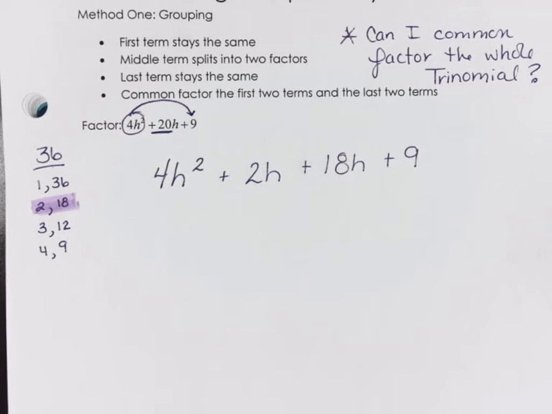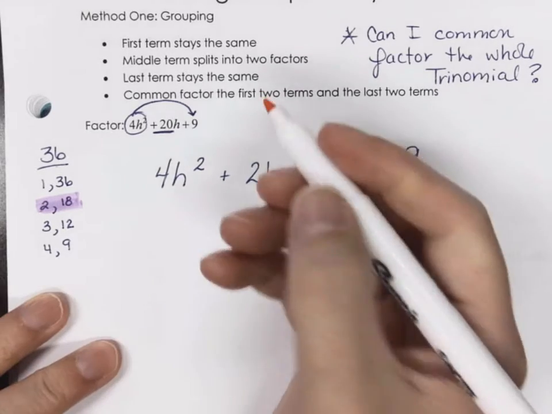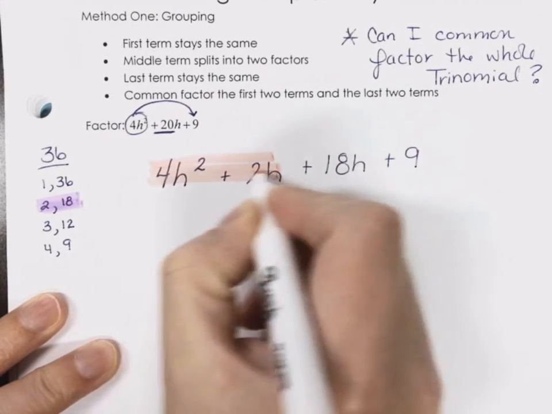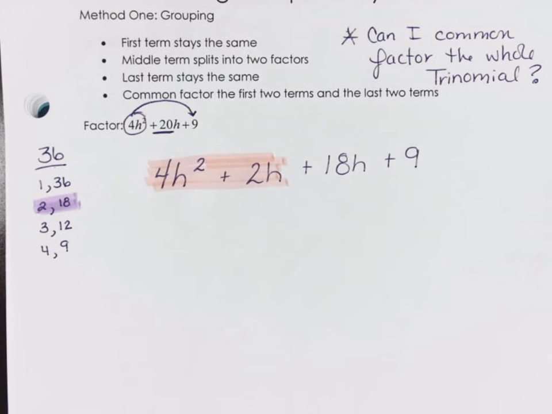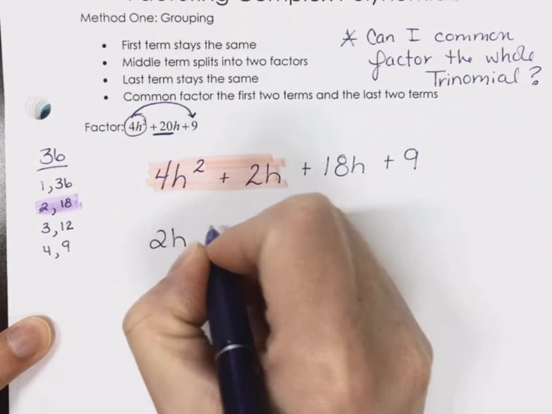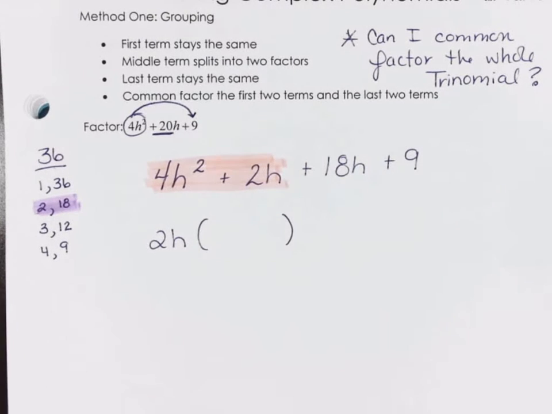All right, so I'm going to look at those first two terms. Okay, things got a little bit more complicated. But what can I take out of these two terms? We can definitely take out an H. Is there anything else we can take out? A 2. So we're going to take out this time a 2 and an H. So what's left? H plus 1. Close, but not exact.